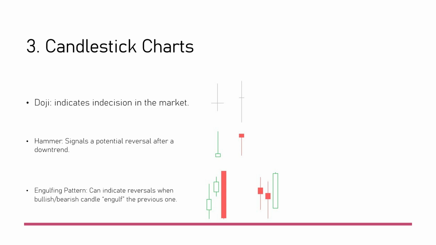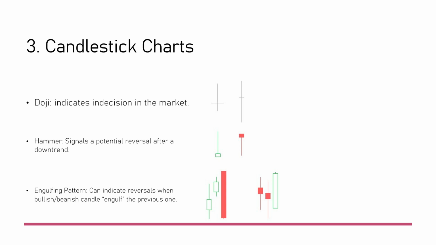A doji forms when the opening and closing prices are almost equal, resulting in a very small or non-existent body. The upper and lower shadows, or wicks, may vary in length. This pattern typically indicates indecision in the market, where neither buyers nor sellers are in control. It's often seen before a potential reversal or continuation of a trend, depending on the context.